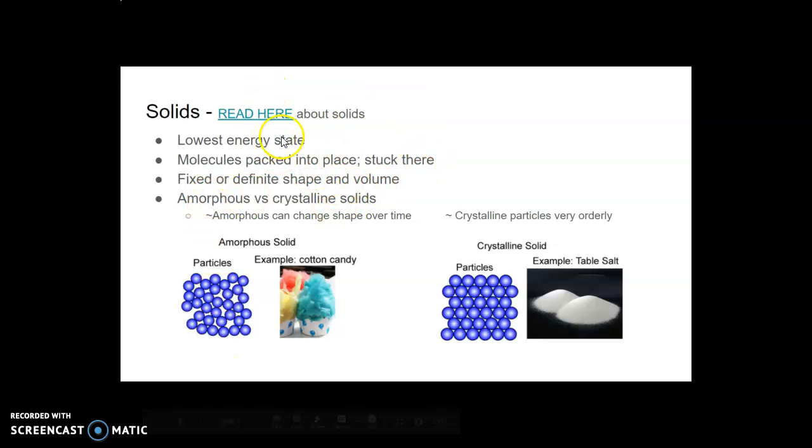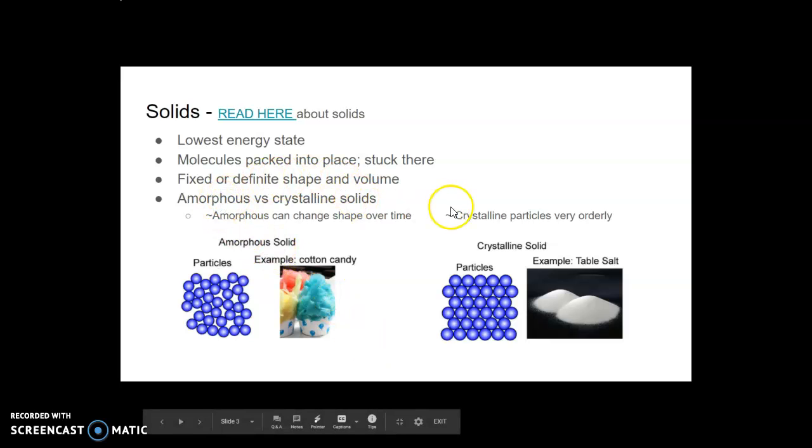So solids, you can click here to read more about solids. This is the lowest energy state. The molecules are packed into place. They are stuck there, meaning they cannot switch places. That doesn't mean that you can't bend the substance depending on what the substance is. They have a fixed or definite, those mean the same thing, shape and volume. And then we have 2 basic types of solids. We have amorphous and we have crystalline.